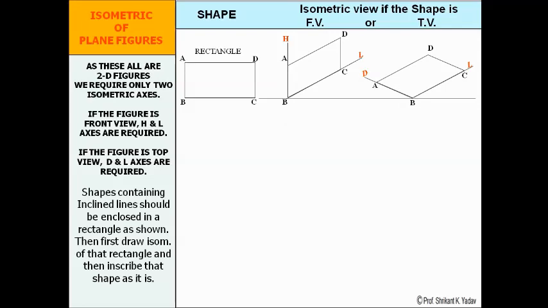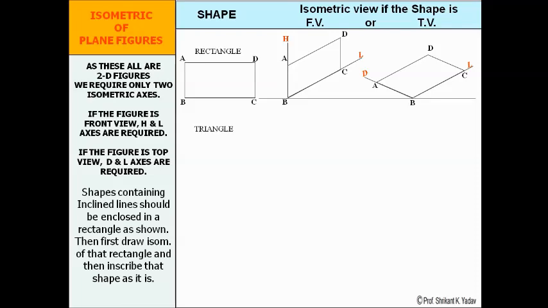Now if you observe, it's easy to transfer the rectangle or square shape on the isometric plane, and that's why for shapes containing inclined lines we prefer to enclose them in a rectangle or square. First we draw the isometric of the rectangle or the square, and then the inscribed shape which is inside the rectangle or square.